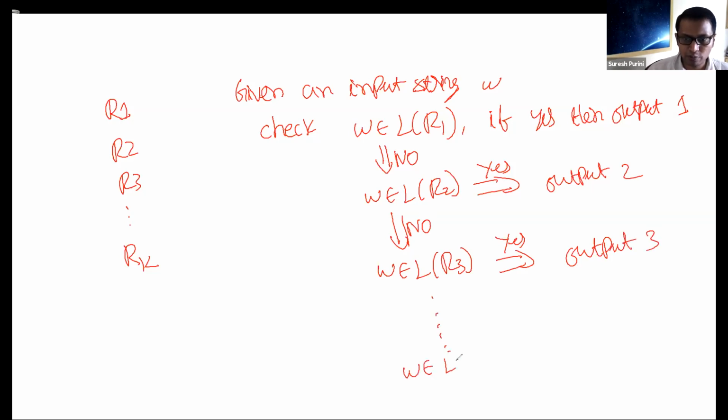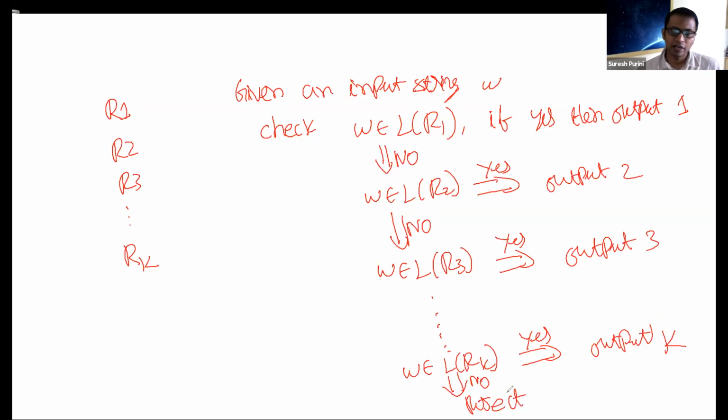Finally, you check if W belongs to RK. If this is the case, you output K, otherwise you reject. That means the string W is not described by any of the regular expressions listed there. So that is the last case, the reject case. Okay, this is the problem that we have. So how can we go about solving this problem? Of course, this problem is not that difficult to solve.